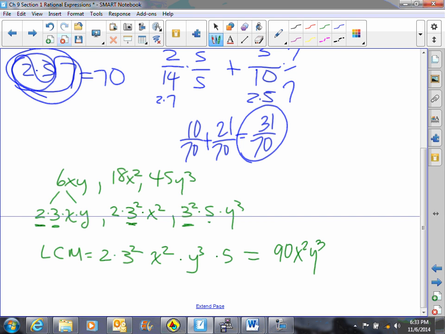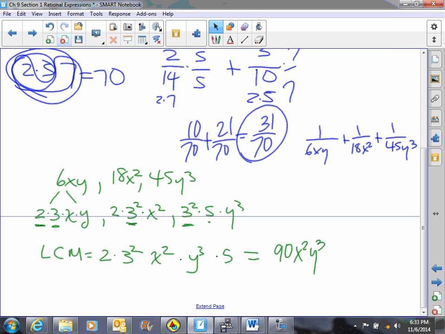Now it's pretty easy also to figure out what you need if these were denominators. Let's say we had 1 over 6xy plus 1 over 18x squared plus 1 over 45y cubed. It's pretty easy to figure out what you need to multiply each numerator and denominator by, because 90x squared y cubed is our lowest common denominator. But if you just, let's see if I can get a highlighter here.